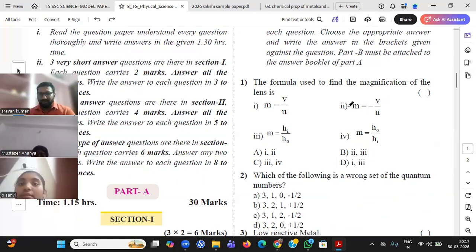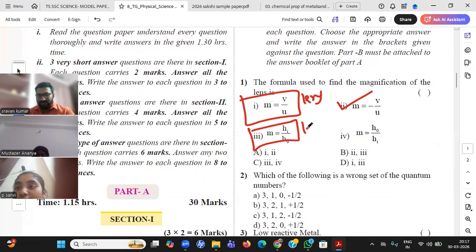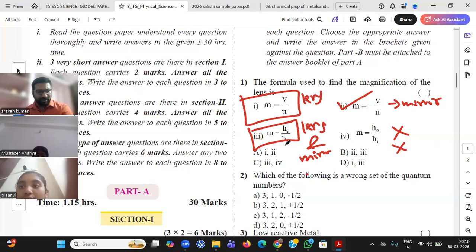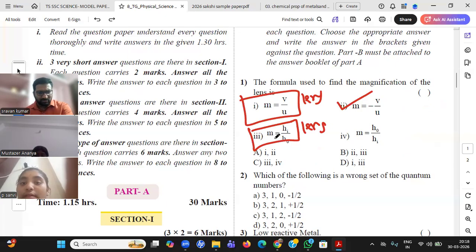Sanvi understood? M equal to minus V by U, mirror. M equal to V by U, lens. M equal to HI by H naught, lens and mirror. Both are the same. This is only mirror. This is neither mirror nor lens. So for lens, these two are a match. Okay, understood? Yes, sir.